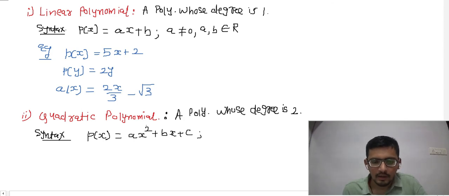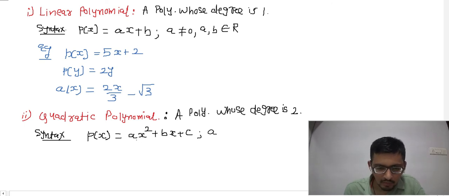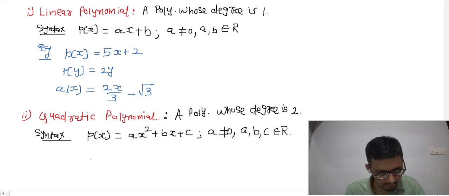Now listen, I want this to be quadratic, means x square term should stay. So a I should not keep 0, because if I'm keeping a equal to 0, this term will become invisible. You will just get bx plus c, which will become linear polynomial. So if I want a polynomial to be quadratic, a cannot be 0, however a, b and c, these all three belong to real numbers. Okay, let me write example.